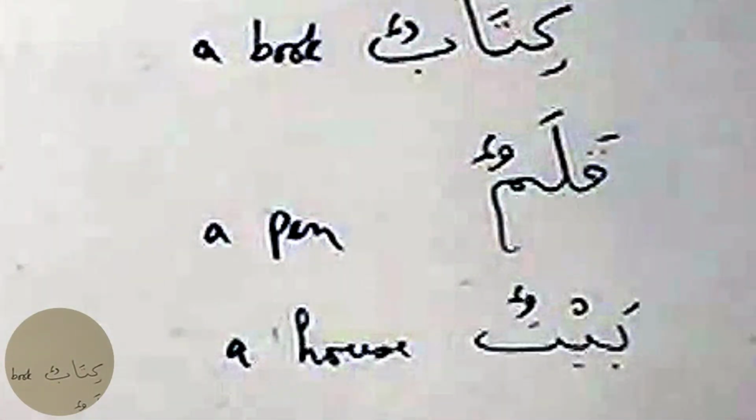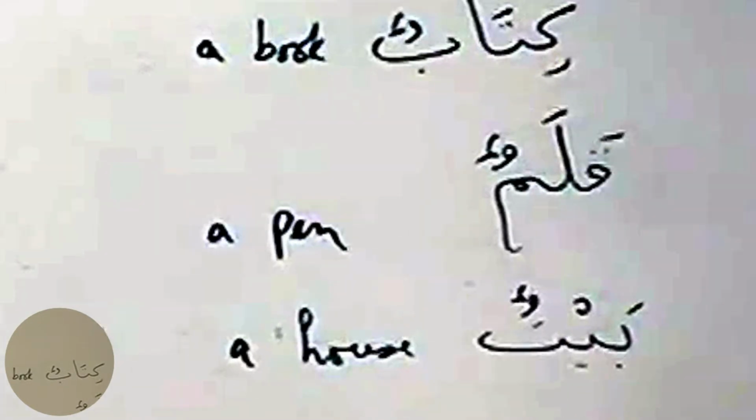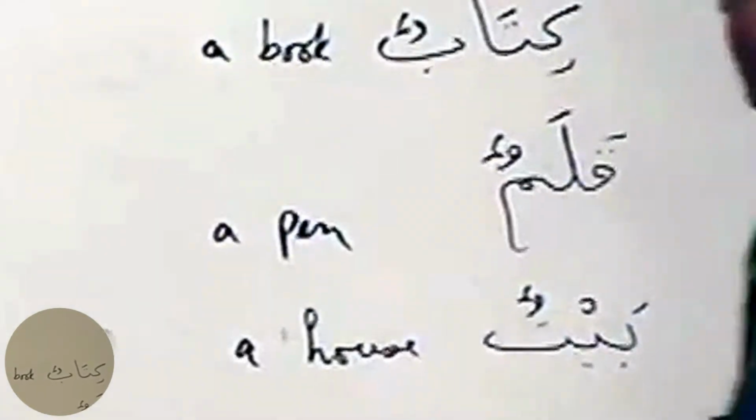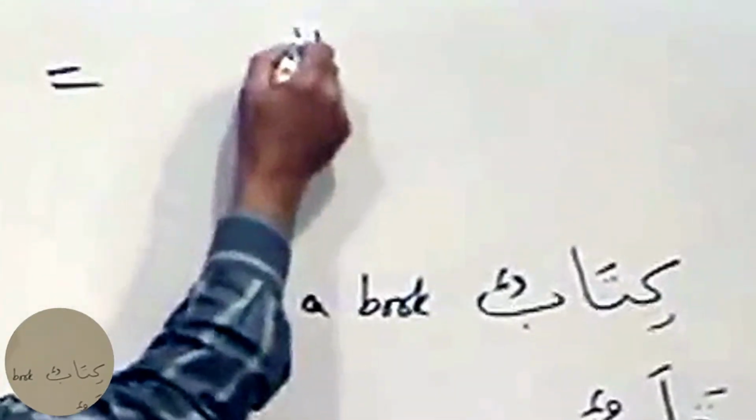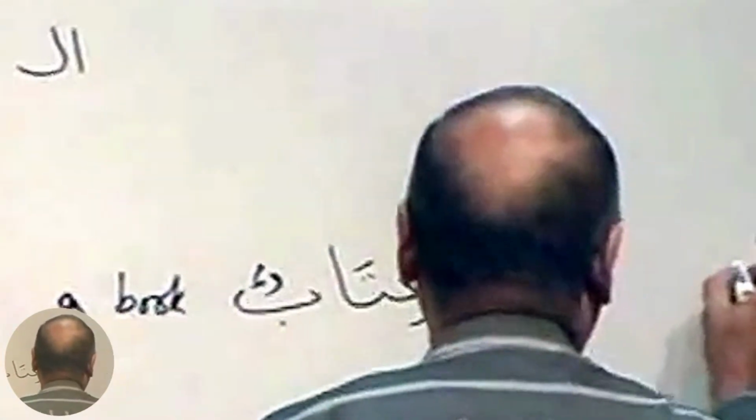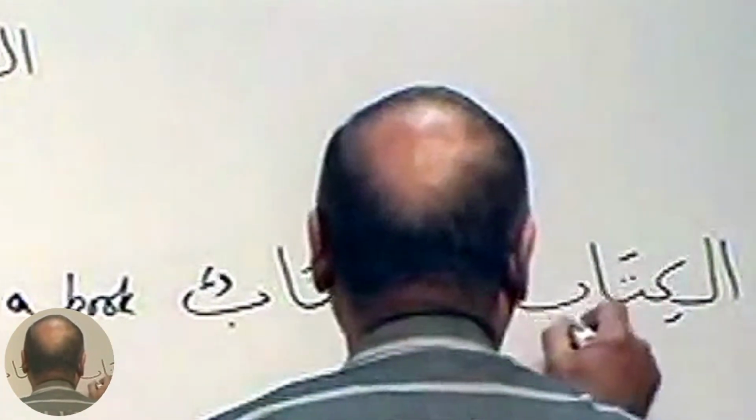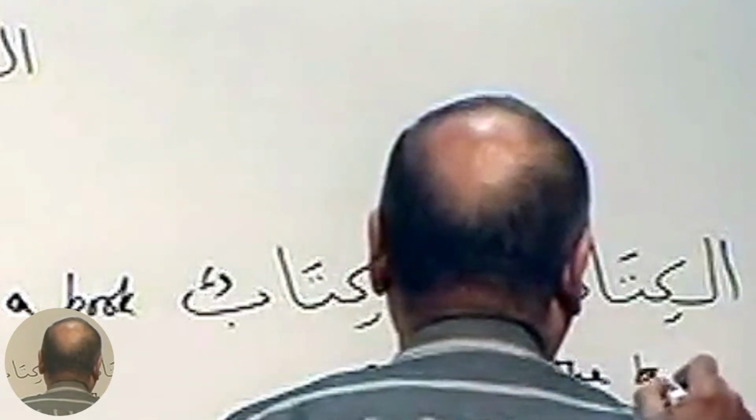And then, how do I make it definite? So, definite, which is the in English, we have to add al to the noun. So I want to say the book. What will I do now? Al-kitabu. I cannot have tanween. Al-kitabu. The book. Okay, brothers and sisters?